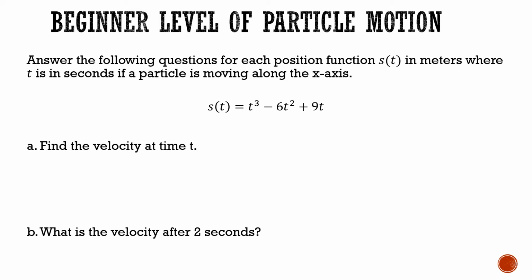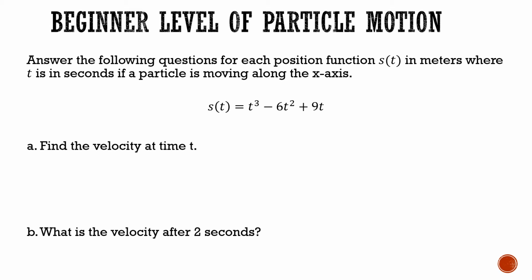It says answer the following questions for this position function s of t in meters, where t is in seconds, if a particle is moving along the x-axis. So I'm giving you a function s of t equals t cubed minus 6t squared plus 9t. The very first question says find the velocity.